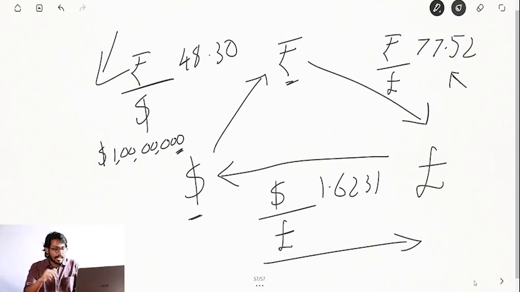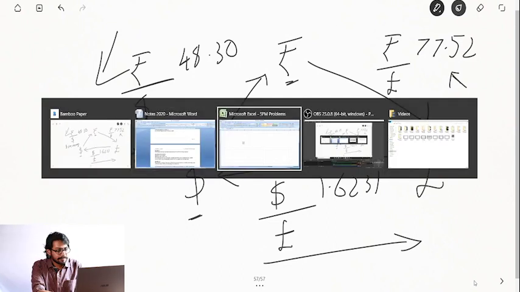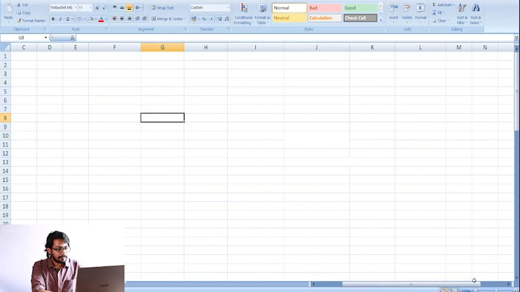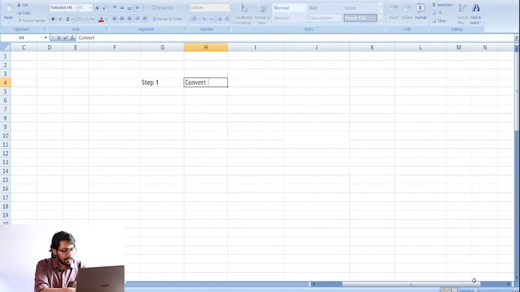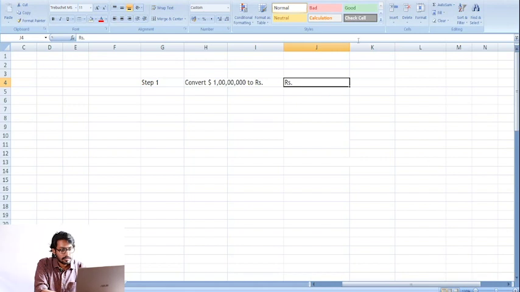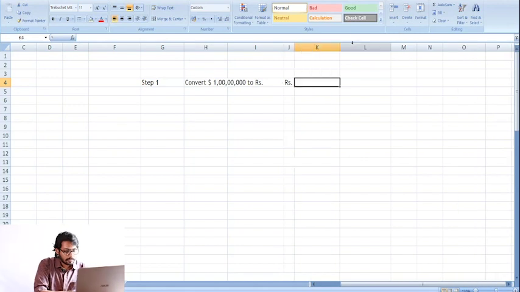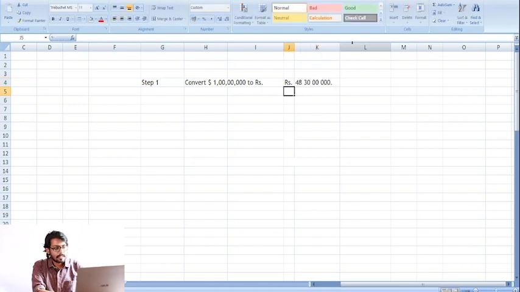You can try it in the diagram or you can try it in the steps. Do you want to try it? Take 10 minutes and try it. Okay, step 1. Convert dollars 1 crore to rupees. You will get rupees 48 crore 30 lakh. Step 2.